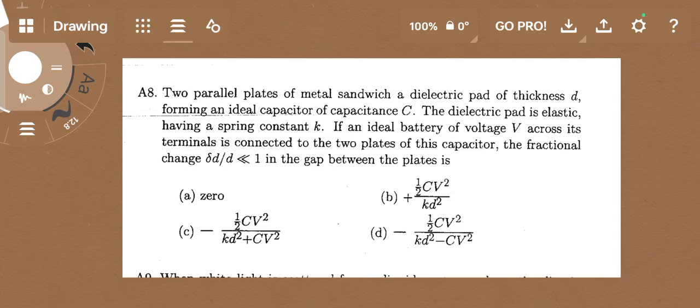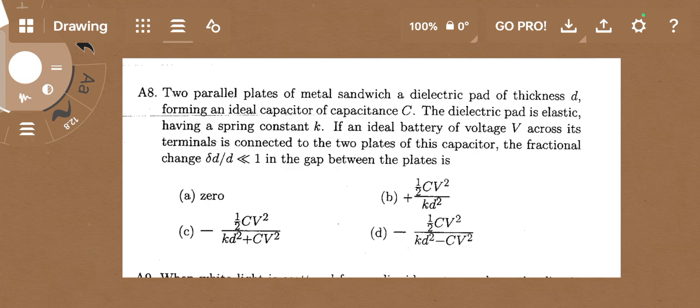Hello guys, another important problem here. This is the 8th problem from our TFR series. We are solving TFR GS 2010 section A, problem number 8. So this is a capacitance chapter problem.